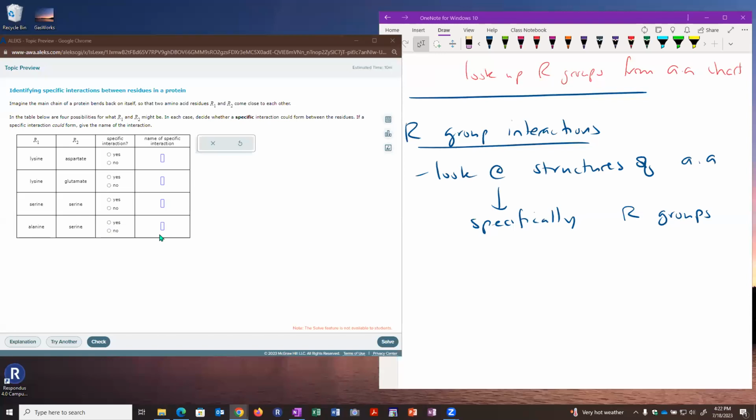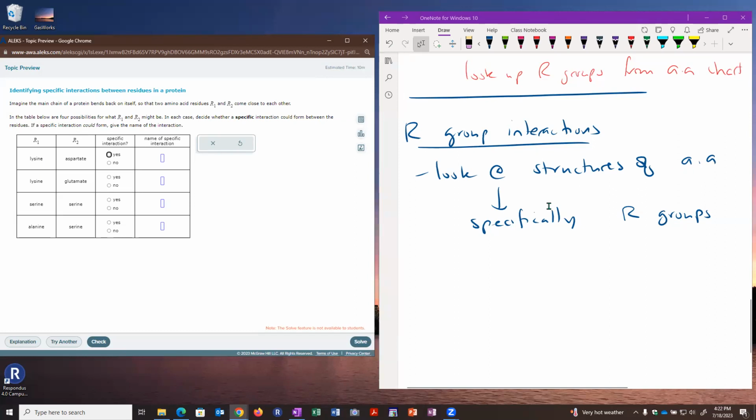All right, so now we're going to try to identify some of the interactions between the residues in a protein. And when it comes to this, what we're really looking at is the interactions between the R groups. So we're looking at R group interactions. In order to do this, you would actually need to look up the structures in your amino acid chart of the amino acids in question. And R1 and R2 are the amino acids that we're going to be comparing. We're going to look specifically at their R groups to see whether there's any possible R group interaction between them.